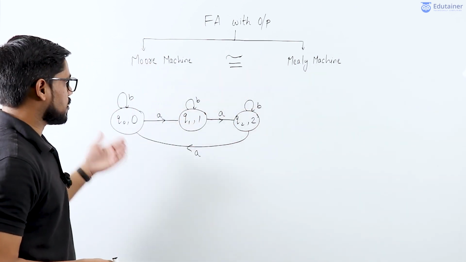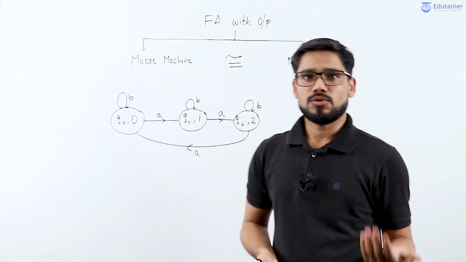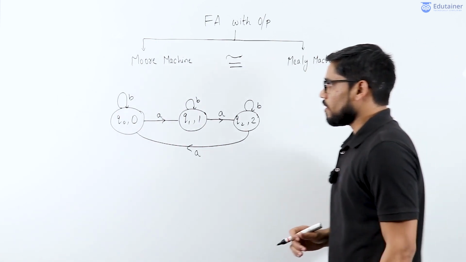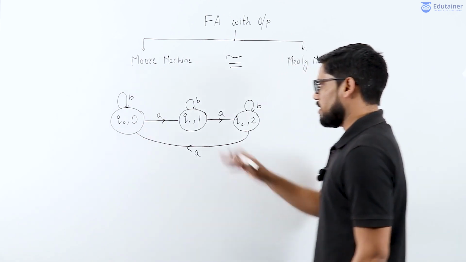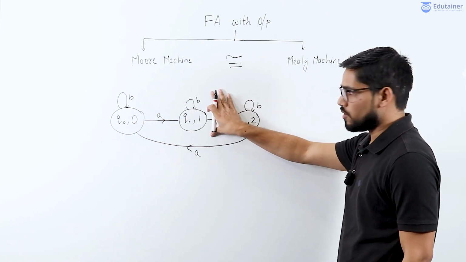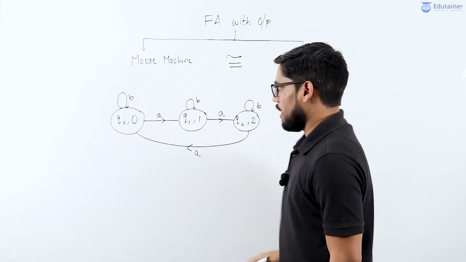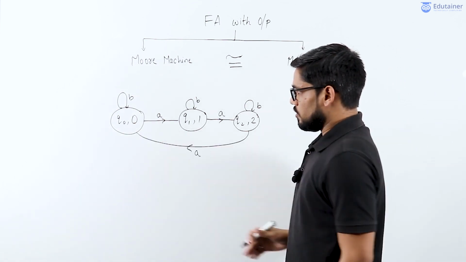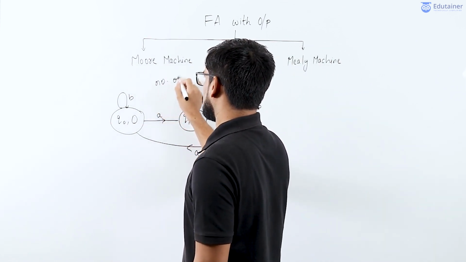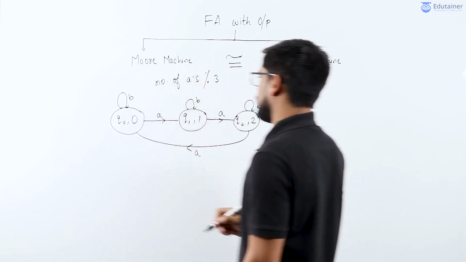And shortly, we will discuss how to convert a Moore machine into a Mealy machine as well as a Mealy machine to a Moore machine. So let's consider these examples. In this example, can you identify the nature of this particular machine? First of all, this is a Moore machine because every output is associated with the state, and this machine is computing the number of A's mod 3.